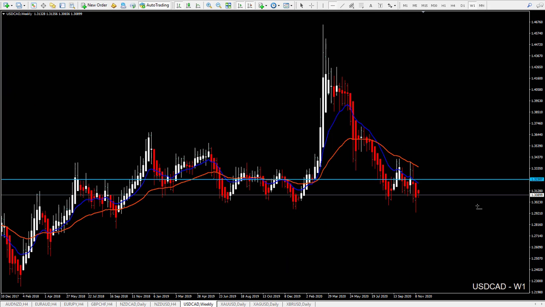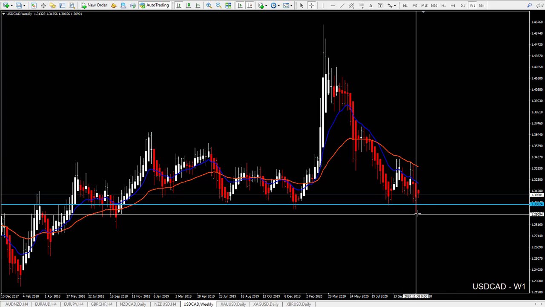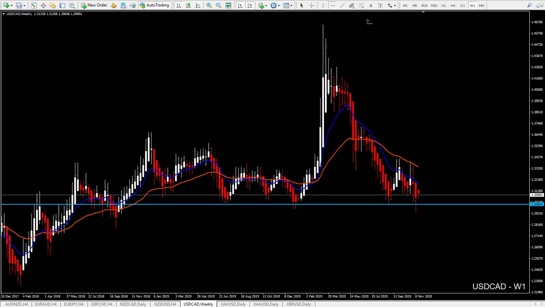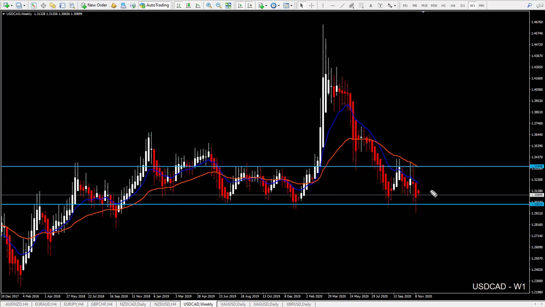USD CAD still struggling on the support. We had this retest. It's not going anywhere right now on the weekly. So just retested this. Maybe this will be the beginning of the range. Maybe price will get stuck in this, and then at some point we'll have breakouts.